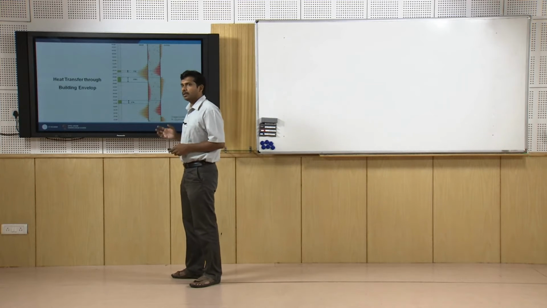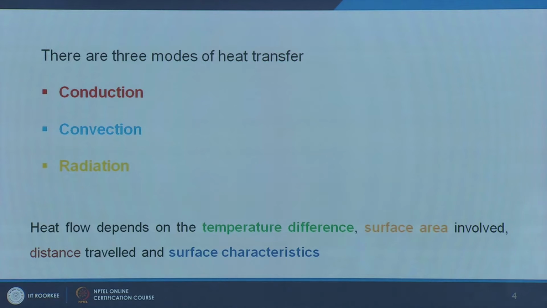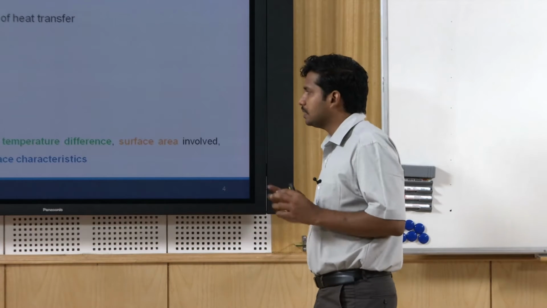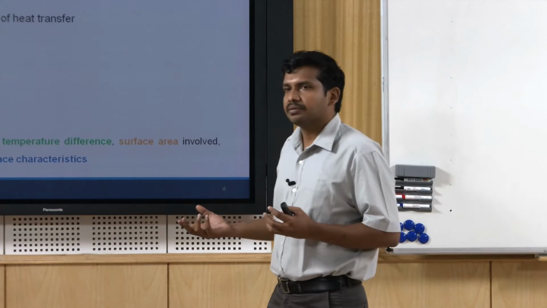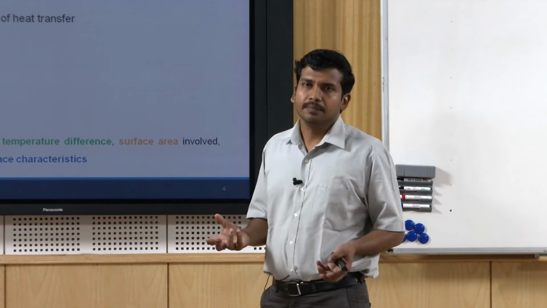Now we are going to look at how these mechanisms work and what are the fundamentals behind it. Just brushing up the basics we studied in school, there are three modes of heat transfer: conduction, convection and radiation. Heat flow depends on the temperature difference, that is delta T, what happens on one side of the wall, what happens on the other side of the wall, what is the ambient temperature, what is the indoor temperature.